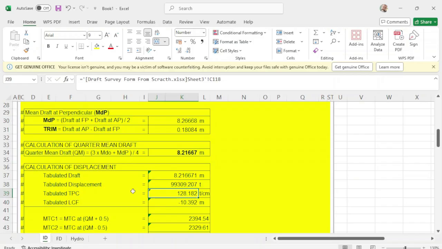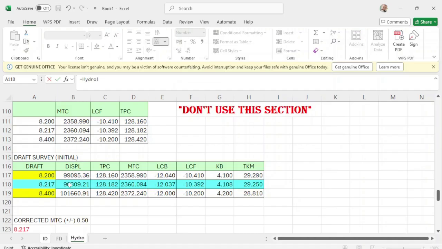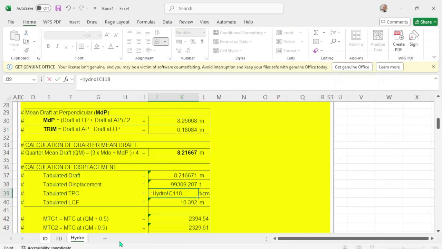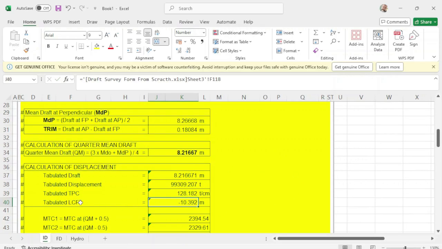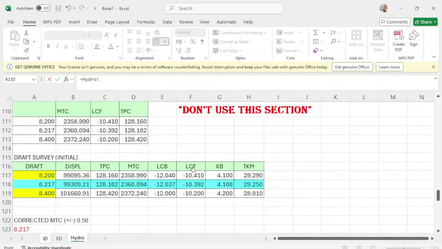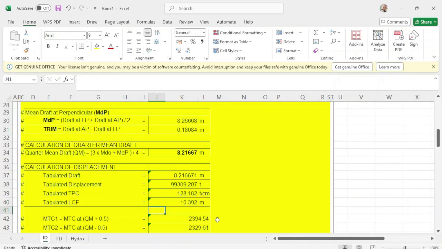Okay. So now you look for TPC. So TPC, you press equals. Then go to the hydrostatic table for initial, then you go for TPC. Click this one and enter. Then it'll go here. So LCF, you put your equals and look for LCF in the hydrostatic table. LCF, which is this one. Click and then enter. Then there it goes.